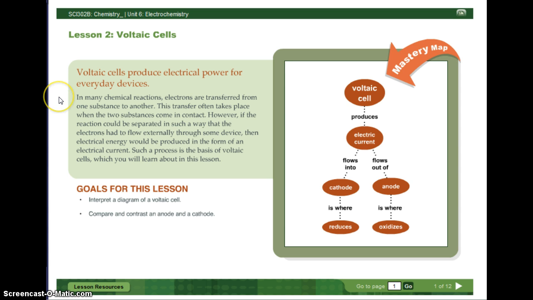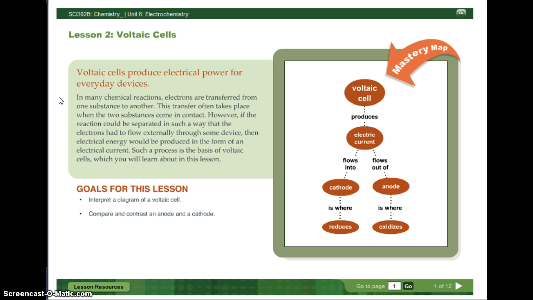In many chemical reactions, electrons are transferred from one substance to another. This transfer often takes place when the two substances come in contact. However, if the reaction can be separated in such a way that the electrons had to flow externally through some device, then electrical energy would be produced in the form of an electrical current. Such a process is the basis of voltaic cells, which you will learn about in this lesson.